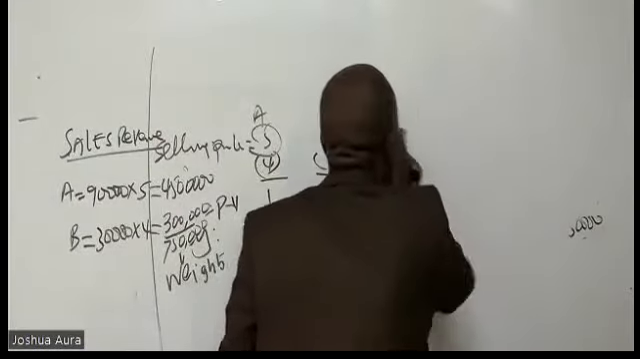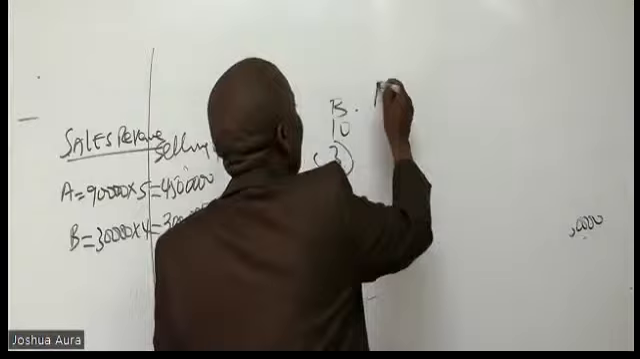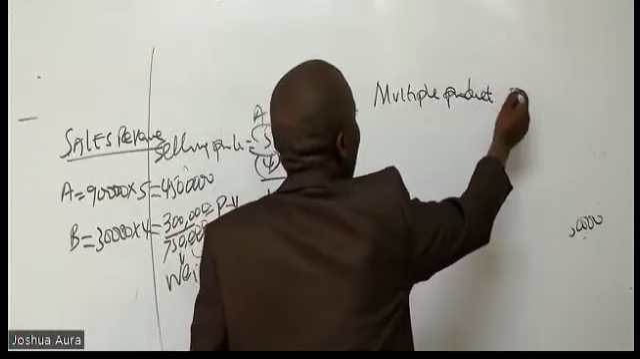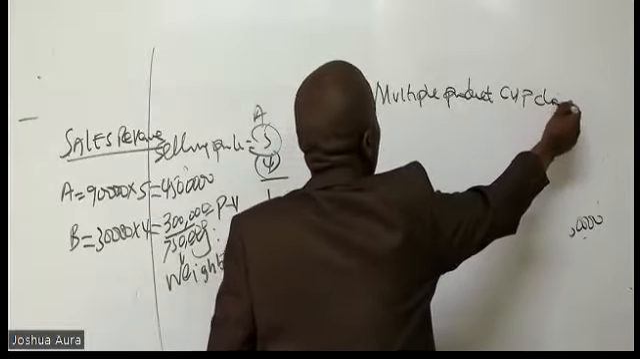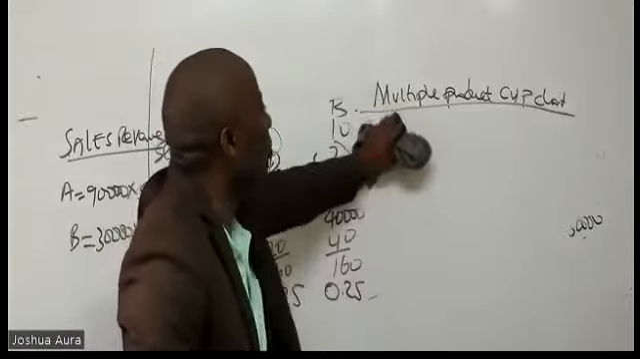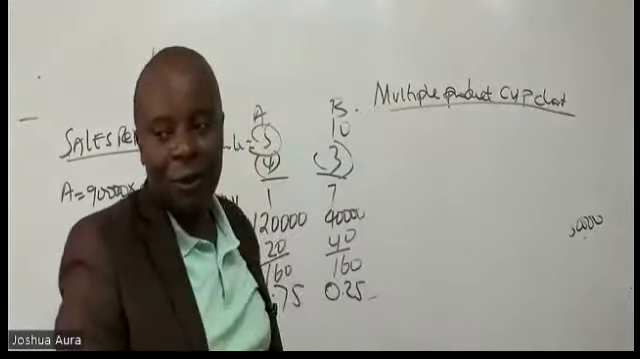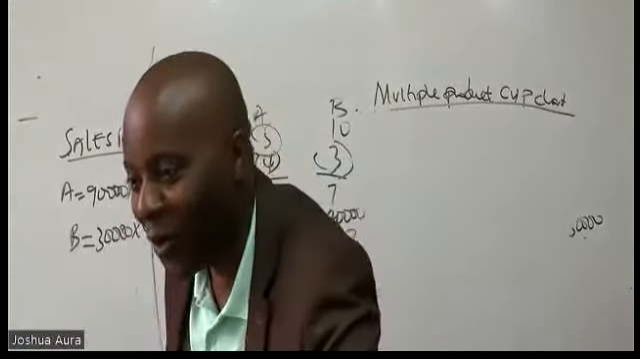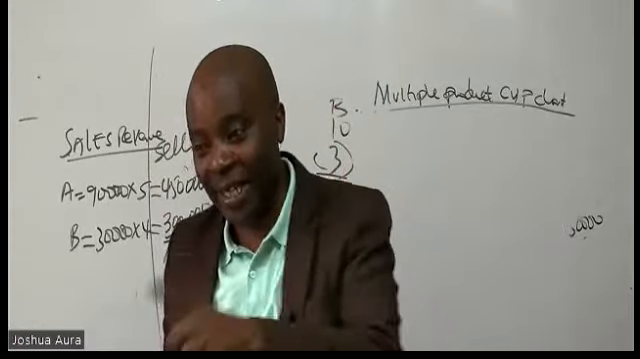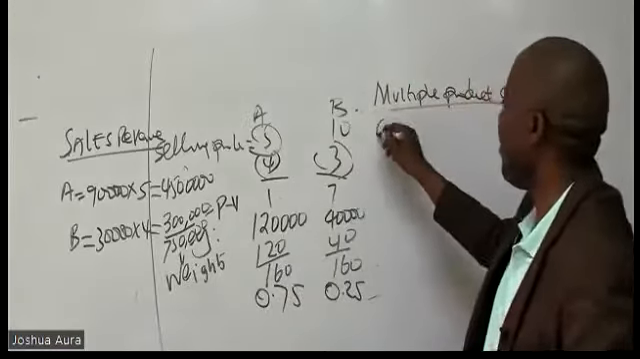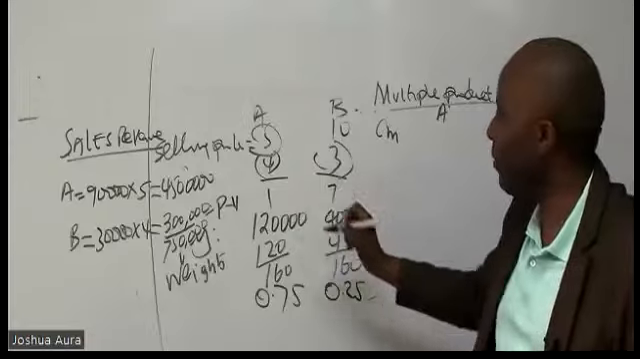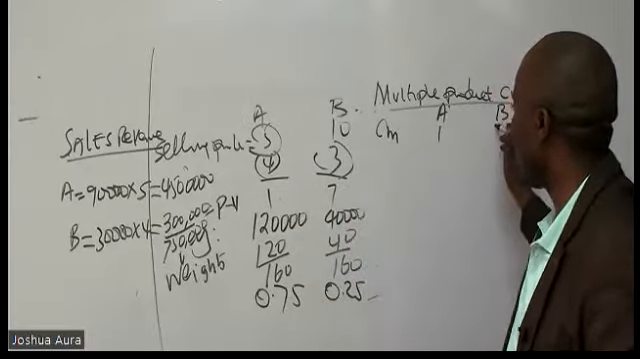Now, listen here. So then we go to the multiple product CVP chart. What will be the very first thing that we should compute here? We remember those steps. So we start with CM. So for A and B, CM we already got, 1 and 7.